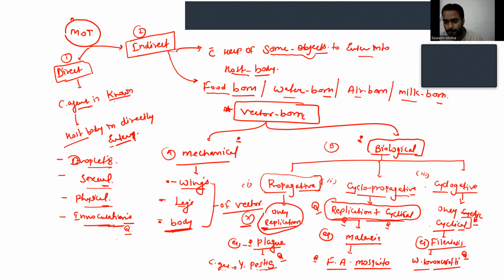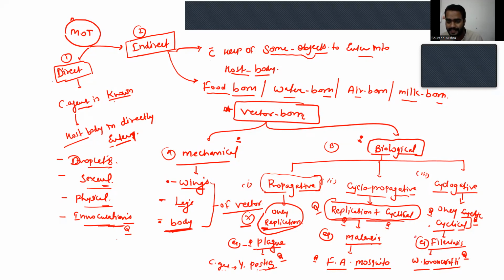Next, the cyclodevelopmental type. Under this, only cyclical changes are there. So here no replication of the causative agent is found. Replicable changes are not present in the causative agent, either outside or inside of the host body. Only cyclical changes, like the asexual through sexual phase or cycle.